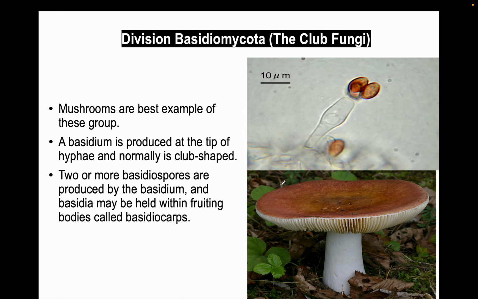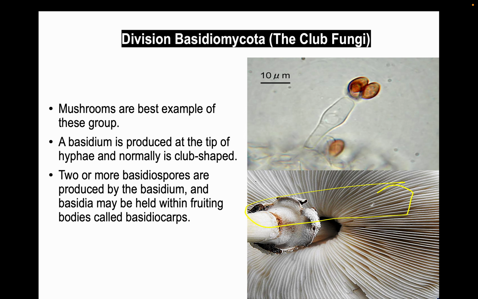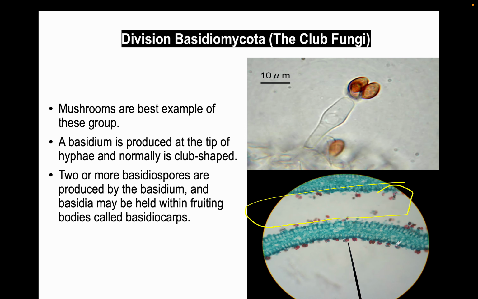Then we have division Basidiomycota, the club fungi. The best example of Basidiomycota are mushrooms. The basidium is a club-shaped structure produced at the tip of the hypha of the fungi, and inside it are basidiospores. The basidia may be held within fruiting bodies called basidiocarps. So here is an example of a basidiocarp, no? Where basidia are held. Underneath it is the gill structure, the gilled area where your basidia are present, and the basidiospores can be extracted from here. So you can see the basidia and then the spores colored in red. Okay.